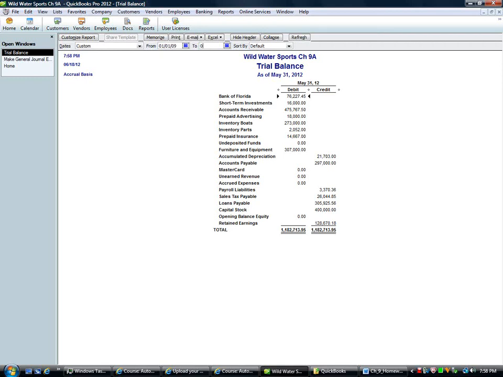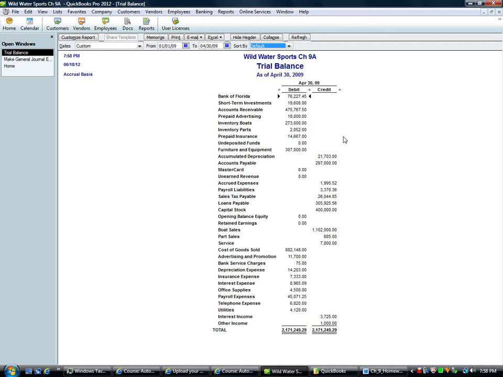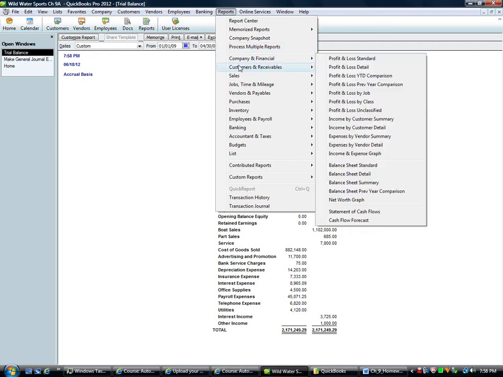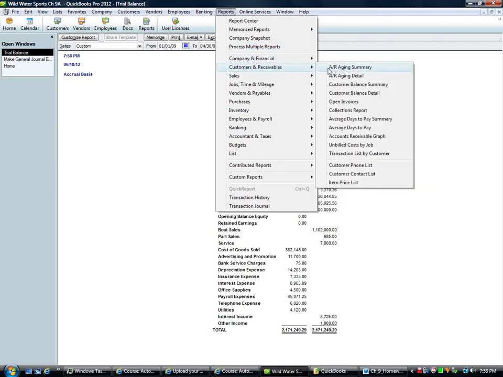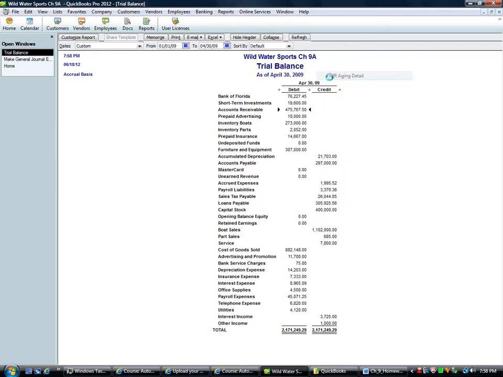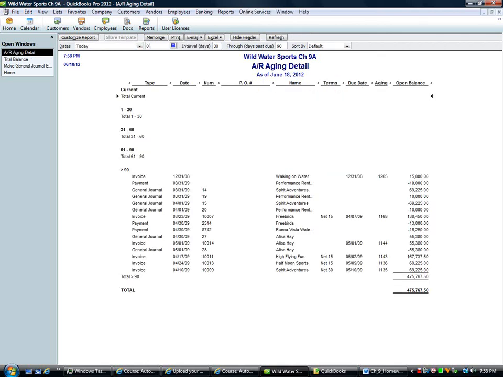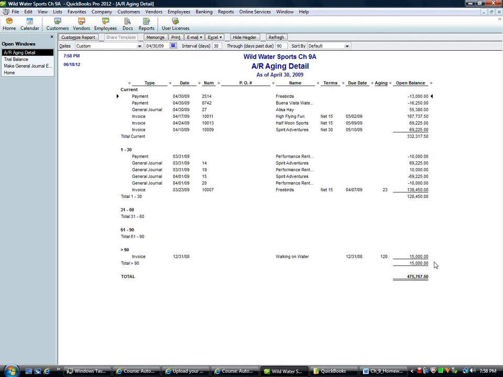010109 to 043009. We've got our trial balance here, and you'll notice in accounts receivable we've got some debits in there. Let me show you that. If I go to customers and receivables, and we go to the detail as of 043009. So here's our receivables.